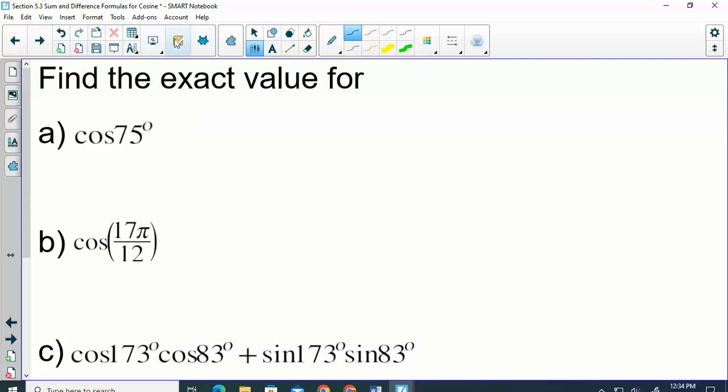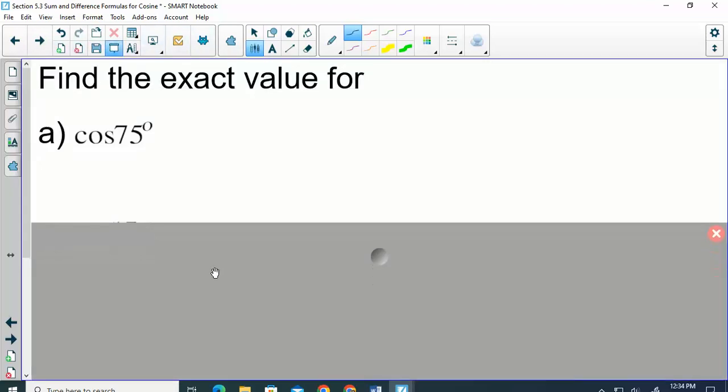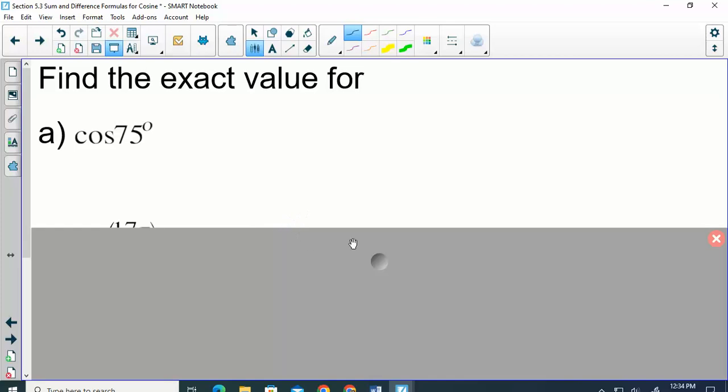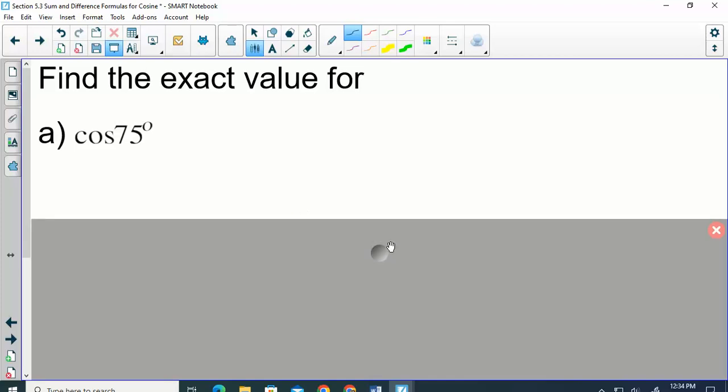If I asked you to find the exact value, meaning with radicals, not with decimals, of cosine 75 degrees. Is 75 degrees one of our common angles we have from our hand trick? No. If we used our calculator, it's going to give us a decimal, which is not what I asked for. We are going to rewrite it. Can you do 75 as two angles we know added or subtracted? 30 and 45.